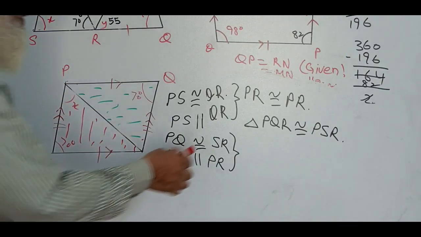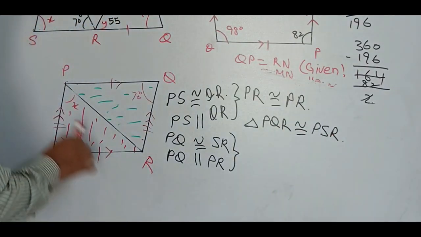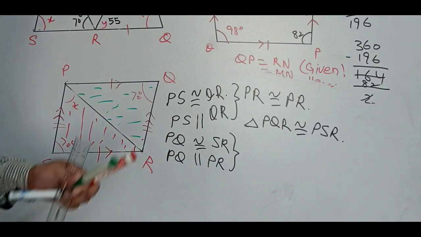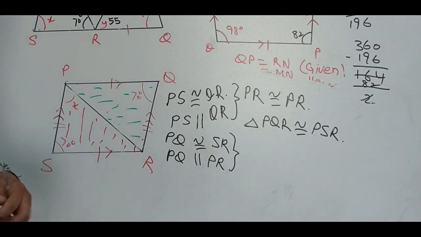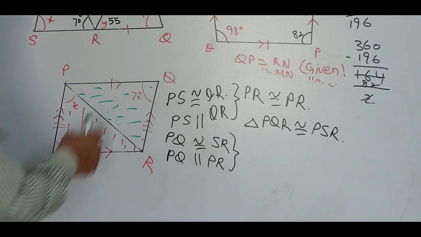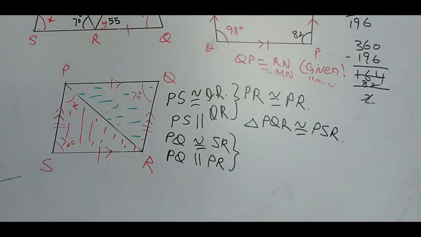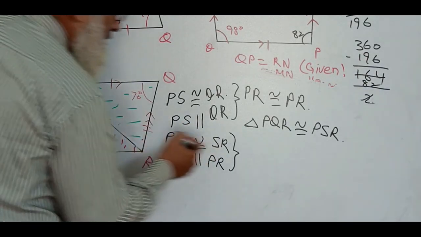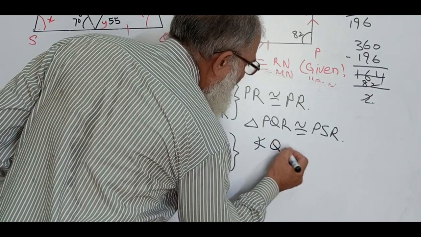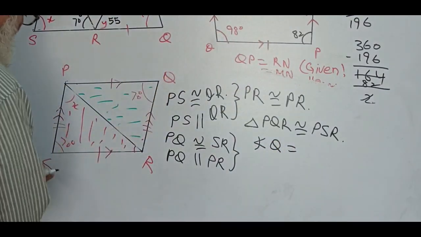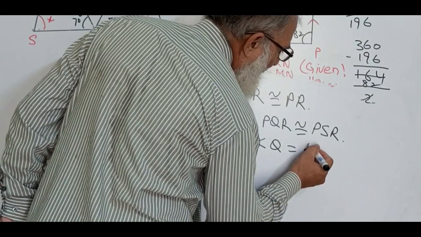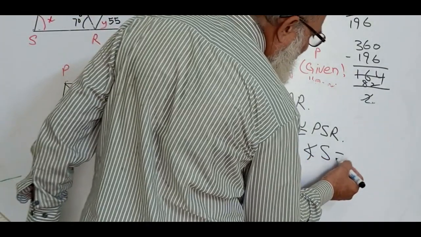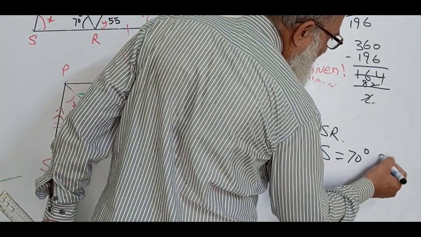There are two triangles, PQR and PSR, so they are congruent to each other. And there is one more thing which is also given, and that is that angle Q is equal to angle S, which is equal to 70 degrees. I can also write it over here. It is given.